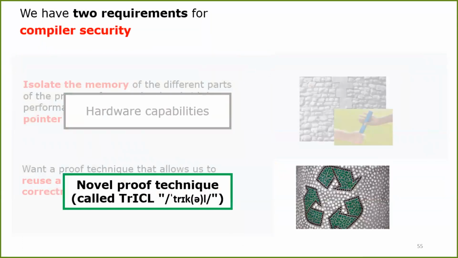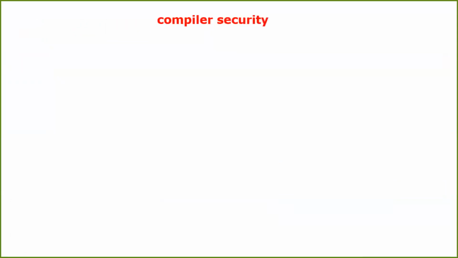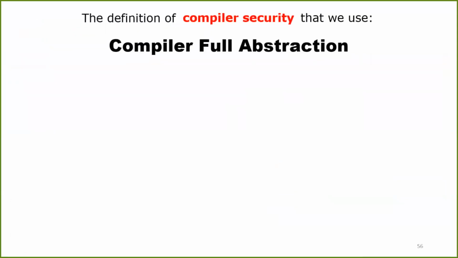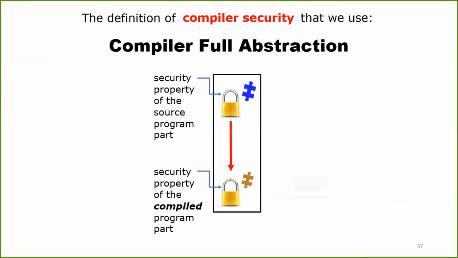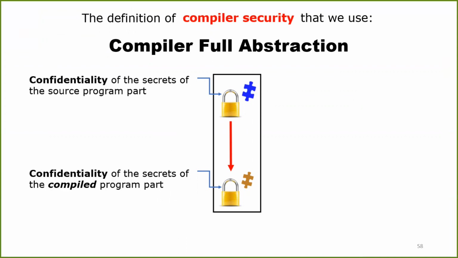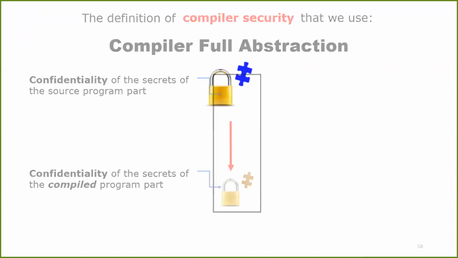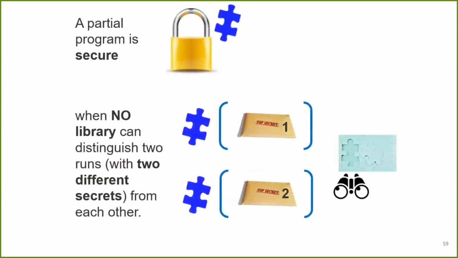But first, I'll define compiler security. The definition we use is standard. It is called compiler full abstraction. And it implies a guarantee similar to the setup that I showed in the beginning. If a source program part is secure, the compiled version should remain secure as well. Roughly, compiler full abstraction defines a secure program as a program whose secrets are kept confidential. The precise definition is in the paper, but I'll give you here just the intuition, which is that confidentiality is encoded using the concept of indistinguishability.